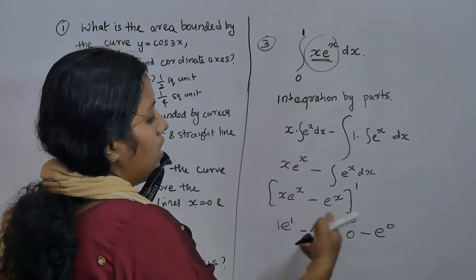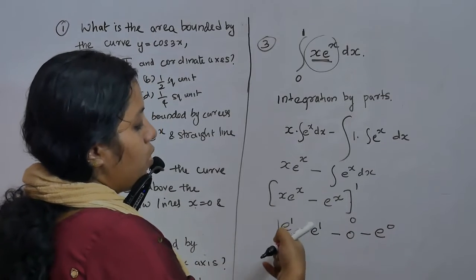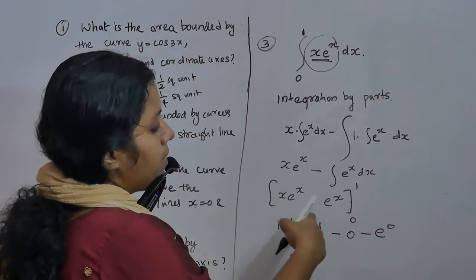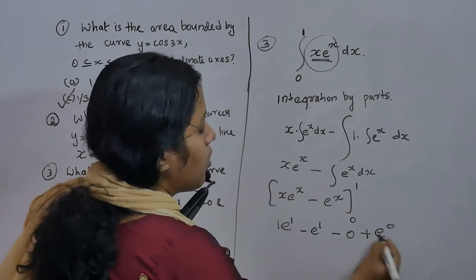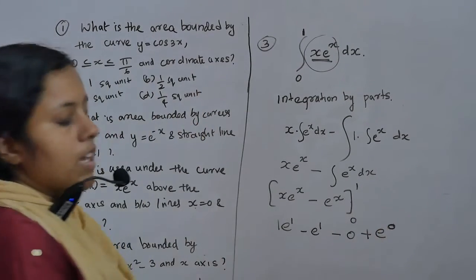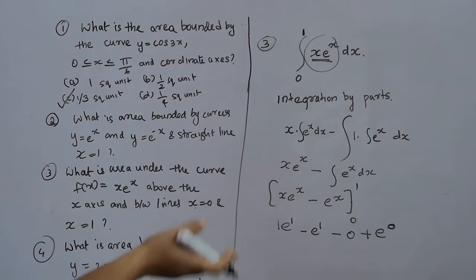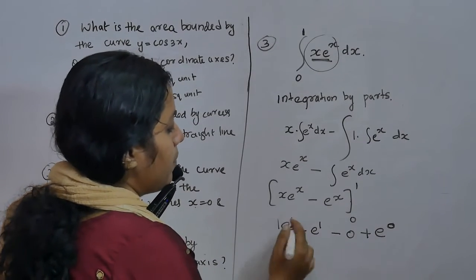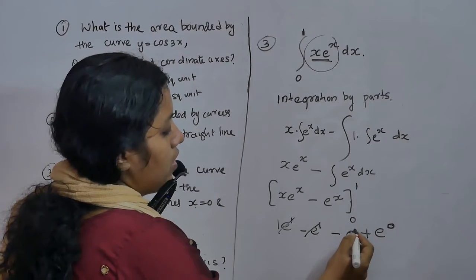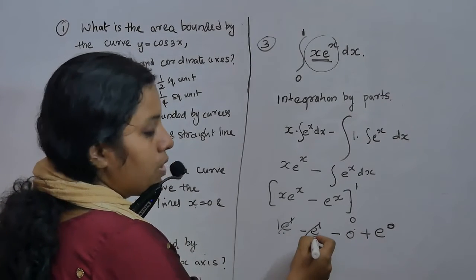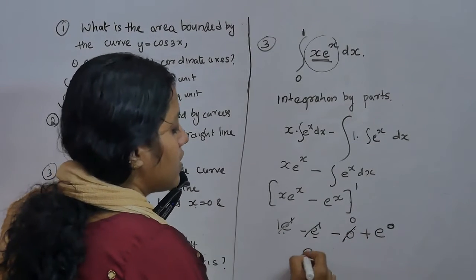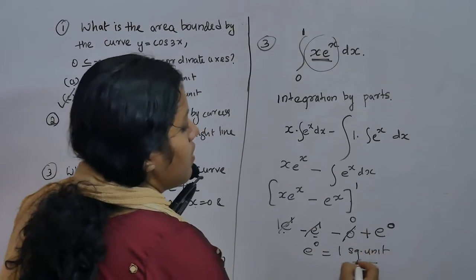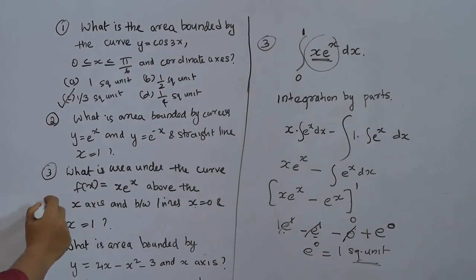Then 1 e raised to 0 minus e raised to 1 minus; this term will go to 0, so this will become 0 here. Plus positive here because, when we apply the definite integral, one minus is here also. So e raised to 1 minus e raised to 1 will go to 0. Then e raised to 0, that is 1. 1 square unit is the answer. This is the answer for the third question.